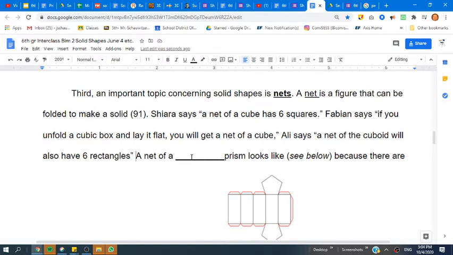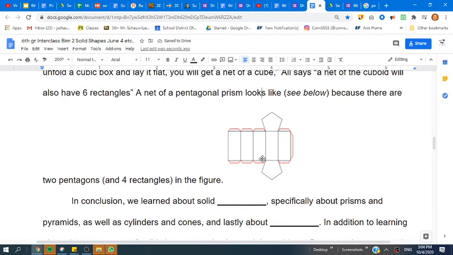A net of a blank prism looks like this. What is this again? This is a pentagonal. Nope, this is not a pentagonal prism. Ah, yes, it is. Okay, here we go. Here's the pentagon, which is the base, because there are 2 pentagons and 4 rectangles in the figure. Here are 2 pentagon bases, and then our 4 rectangular sides.